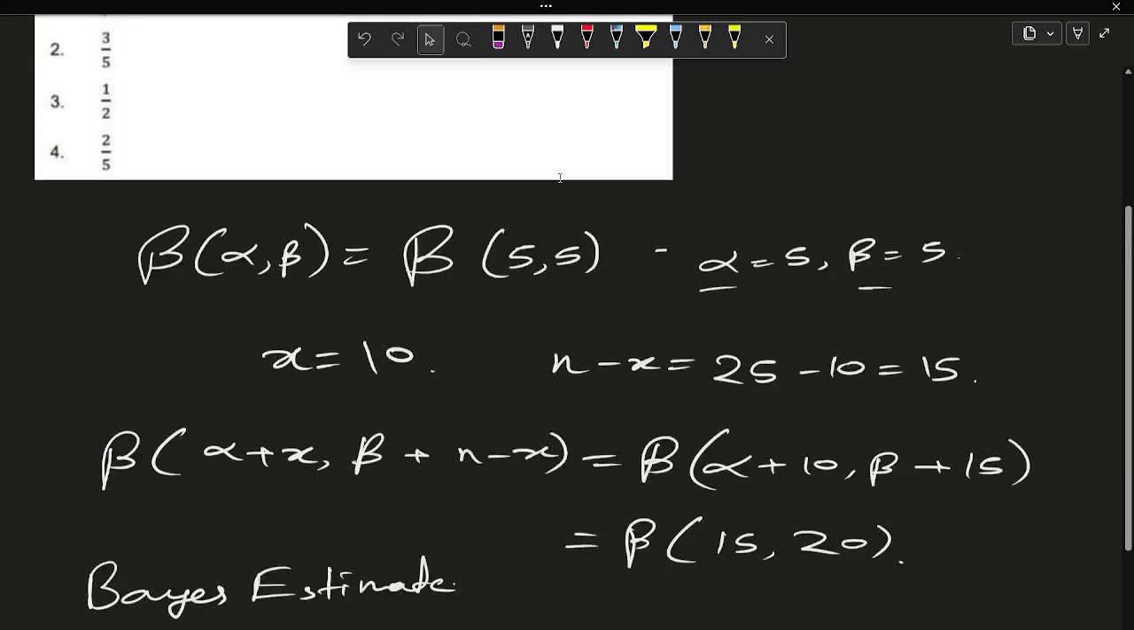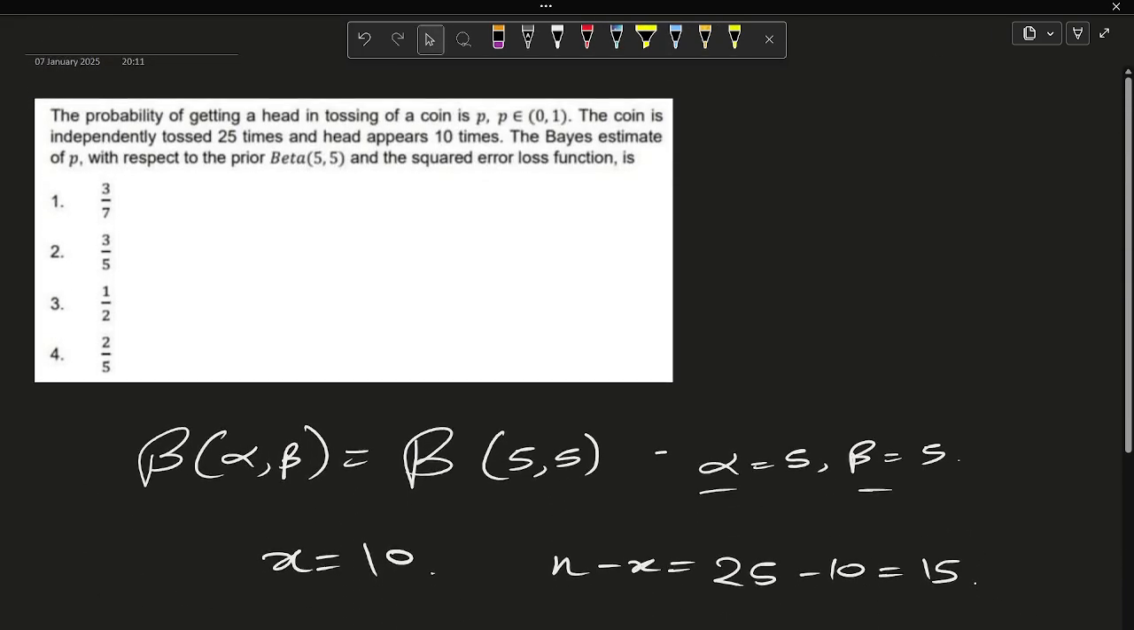So what are my options? Our option A is the correct option for this question because that gives us 3 by 7.